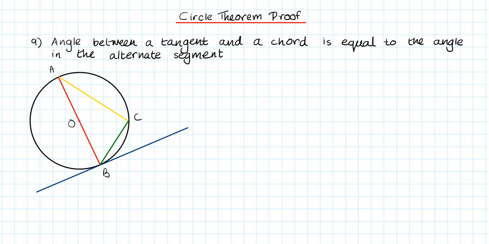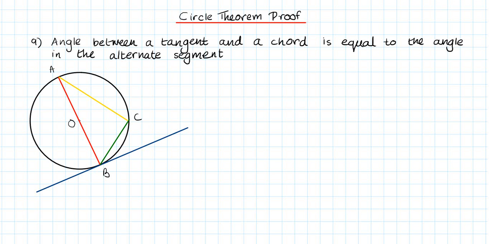Assalamu alaikum everyone. This is another proof on circle theorems, and this theorem is: the angle between a tangent and a chord is equal to the angle in the alternate segment. In order to prove this circle theorem, we're going to look at this diagram here.